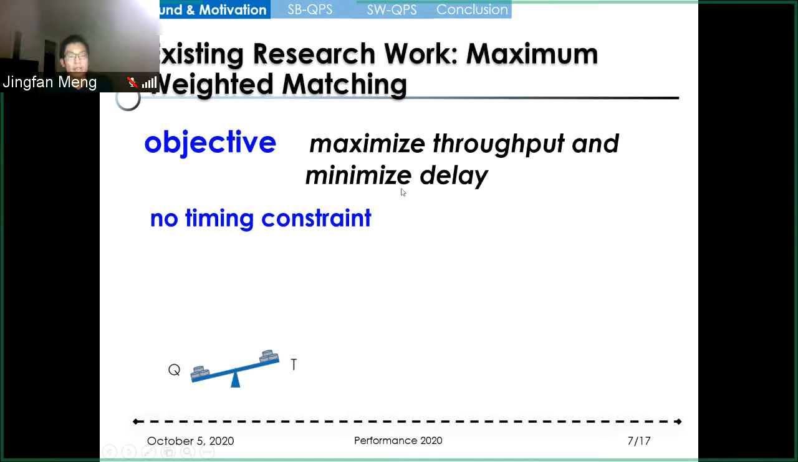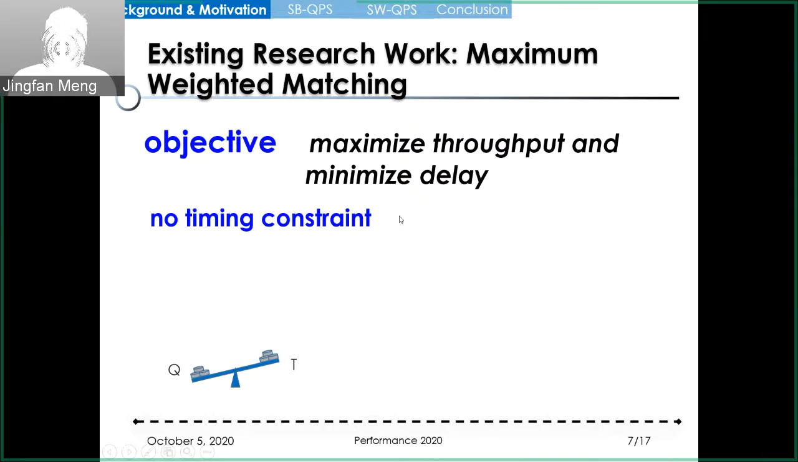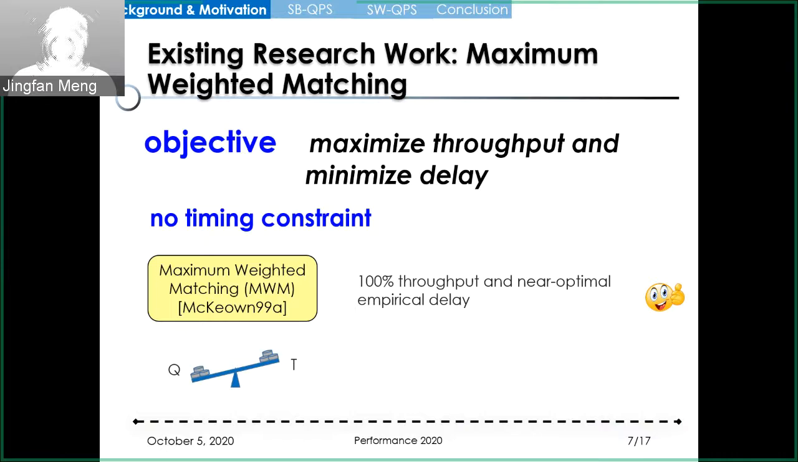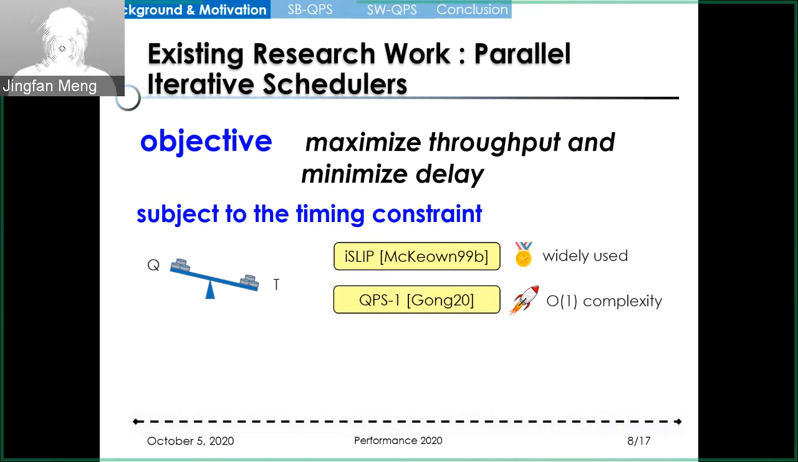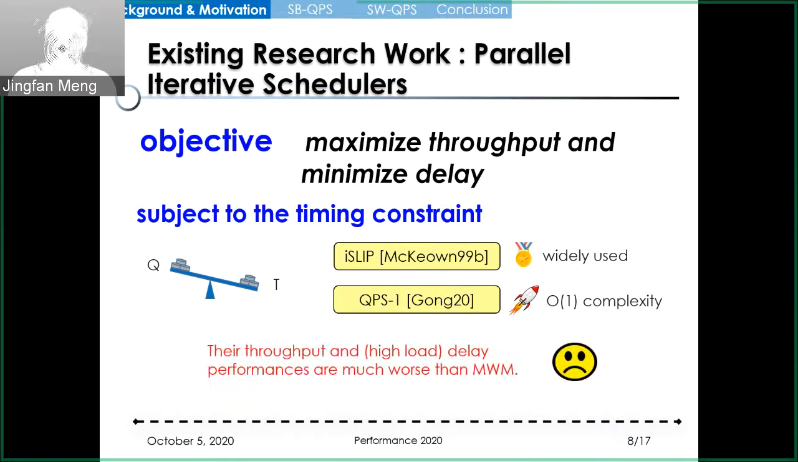On one side, if we have no timing constraint, maximum weighted matching is a good choice. It achieves near optimal empirical performance, but the complexity is too high. On the other side, we may turn to parallel iterative schedulers to meet the strict timing constraints. For example, iSLIP is widely used in switches, and QPS-1 produces each matching in O(1) time. But the quality of these produced matchings is far from optimal.